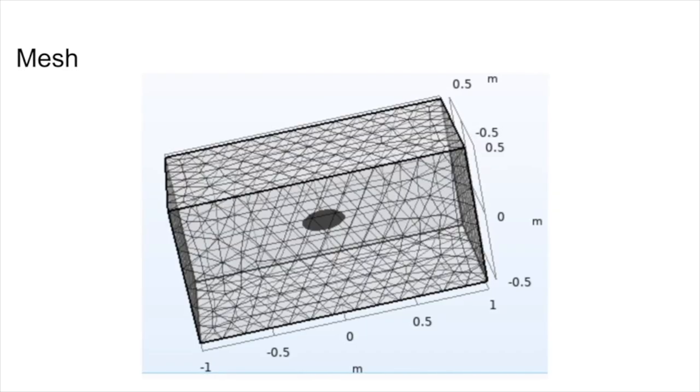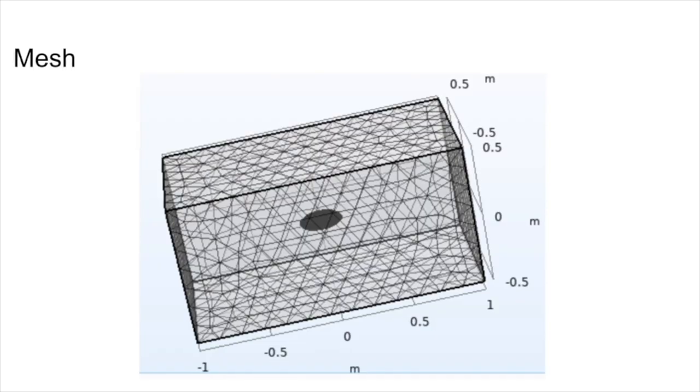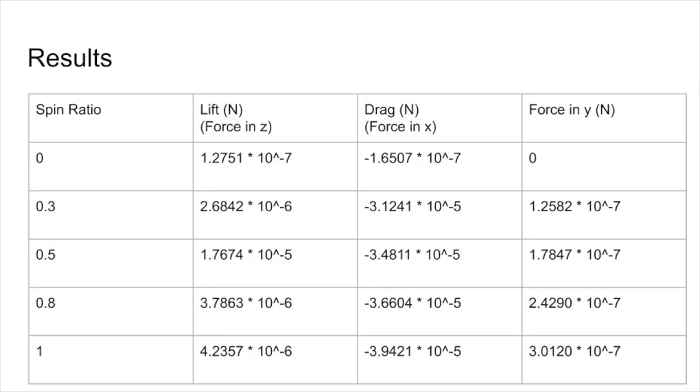Shown above is the final mesh, which is most refined on the edges and bottom of the Frisbee and slightly less refined on the channel. Shown here are the calculated lift force, which was in the z direction, drag force in the x direction of the channel, and force in the y direction, which is mostly affected by the spin. From this, we can see trends in the way that the spin ratio affects these forces.